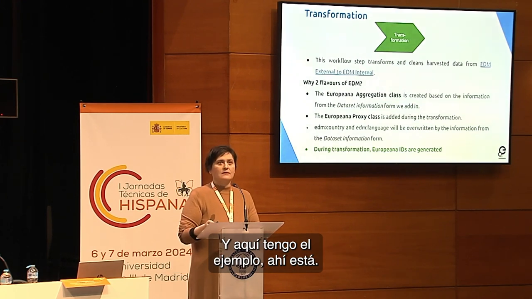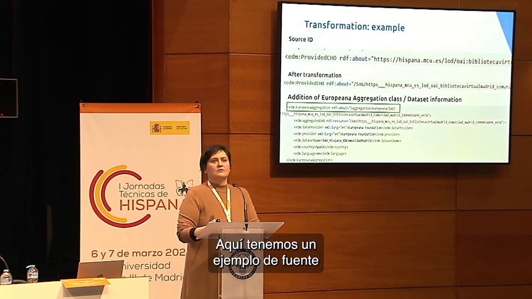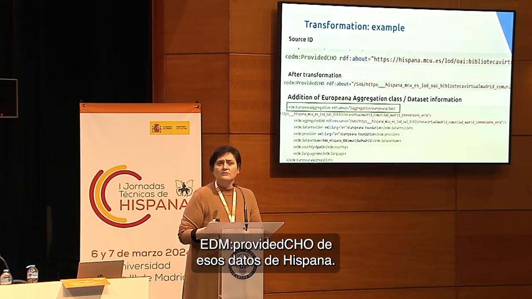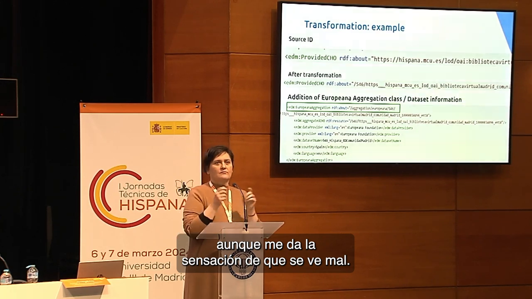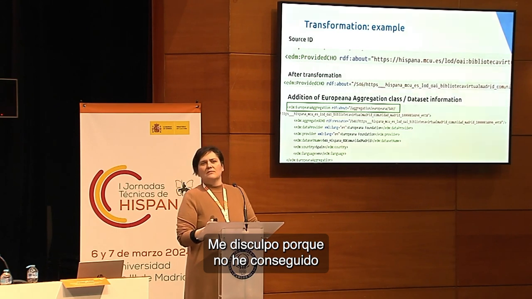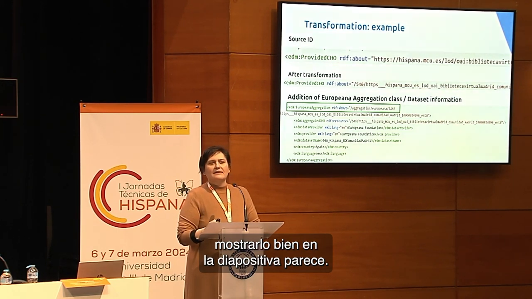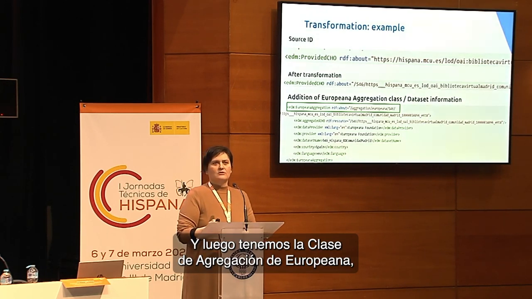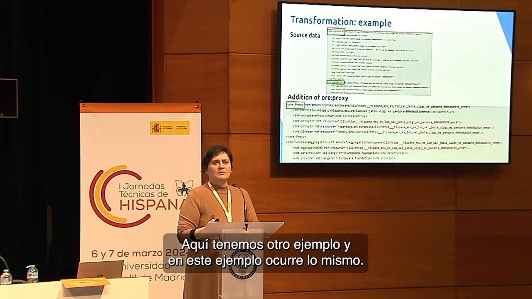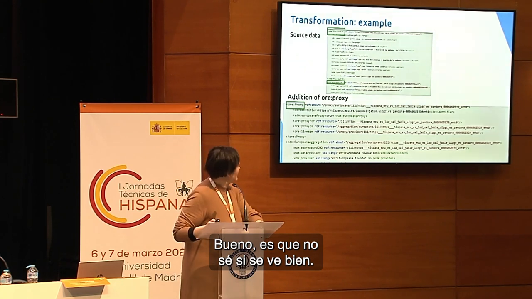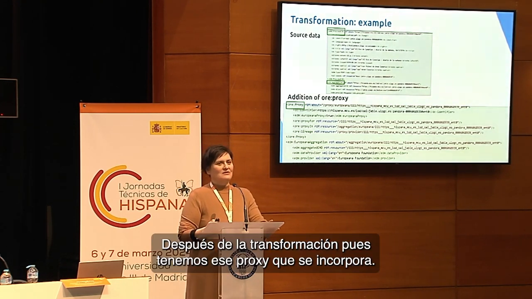So I think I have an example here. Yes, I do. This is an example of a source ID, provided CHO, from a Spanish dataset. Then you see how it looks after transformation. There are some things that are different. I failed to mark them here, so apologies for that. The European aggregation class is added to the normal record. This is another example, where for a record, during transformation, we have a proxy added to it.